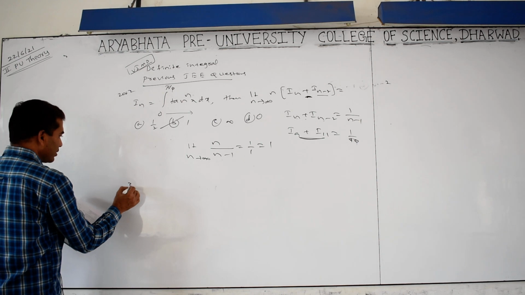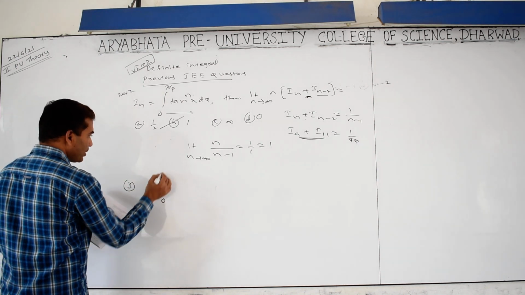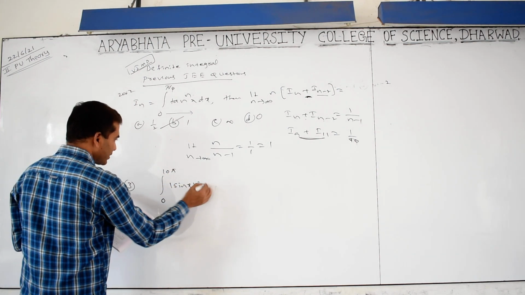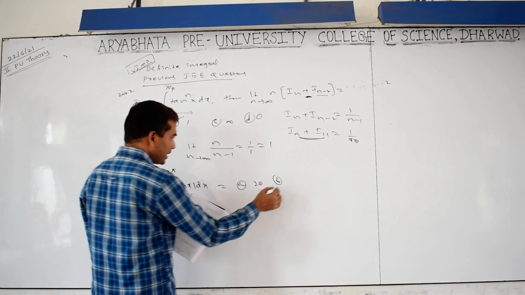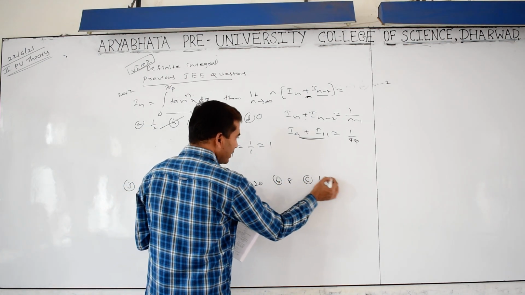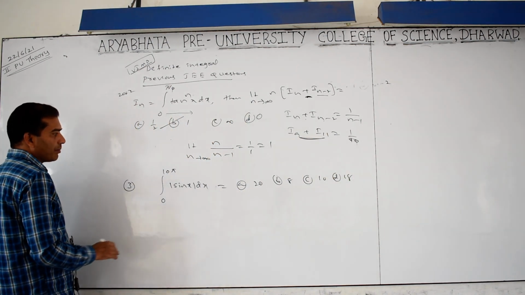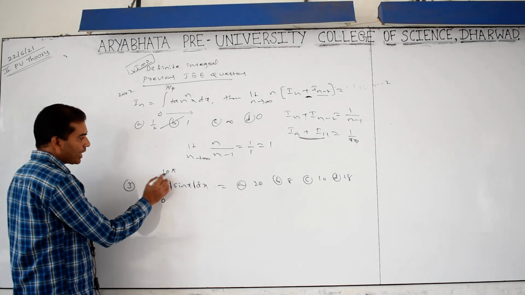Next question is the third one. These all you should copy compulsorily. Integral from 0 to 10π of |sin x| dx equals: A) 20, B) 8, C) 10, D) 18. Right, mod is there, and here 10π is also there.